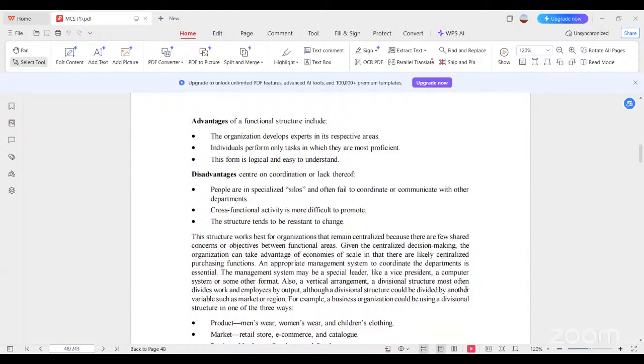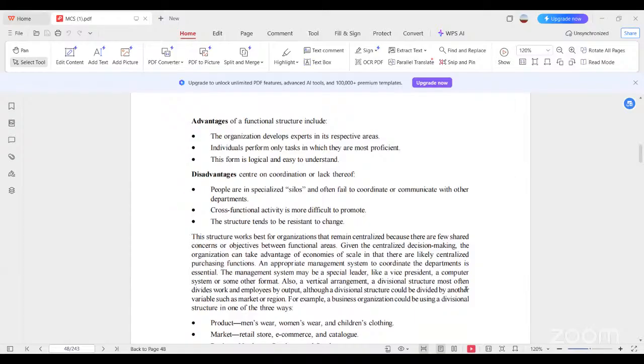Poor cross functional coordination. That means joint activities across departments are difficult. For example, launching a new product requires proper coordination between the R&D department, marketing, and production. If this becomes slow, it becomes very difficult. Next, there must be a resistance to change. Employees become more comfortable with their routines and resistant to innovation.